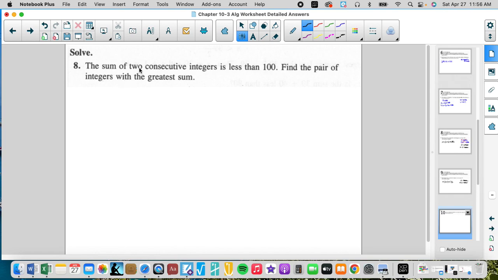The sum of two consecutive integers, so now we're just going to solve this. So the sum of two consecutive integers is less than 100.